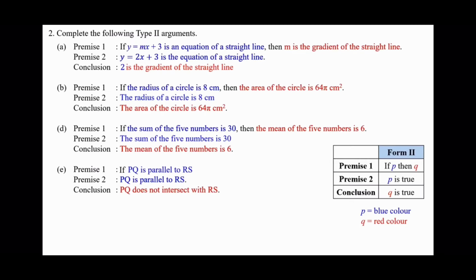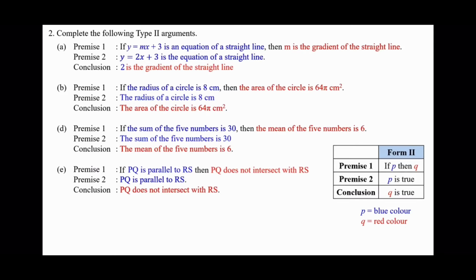For premise 1, it is a must to start with if P then Q. This is compulsory, and make sure the "then" is T-H-E-N. The spelling of the "then" must be perfect, T-H-E-N. So we'll copy the conclusion, which is the Q, in red color: PQ does not intersect with RS.